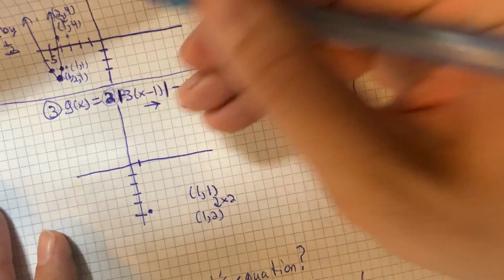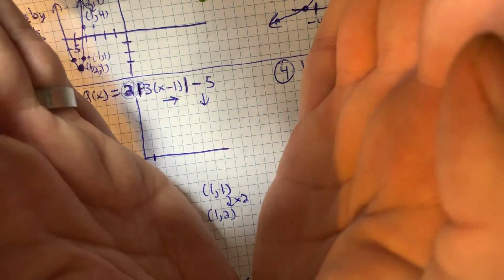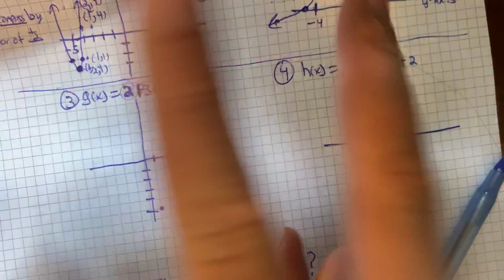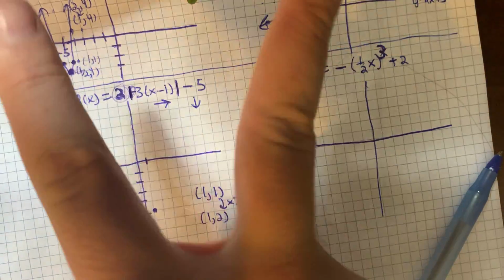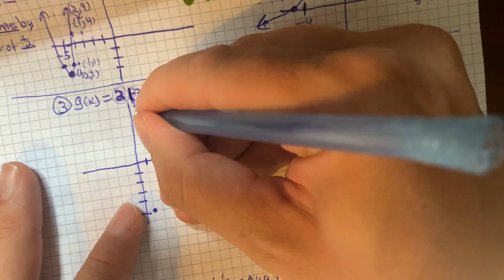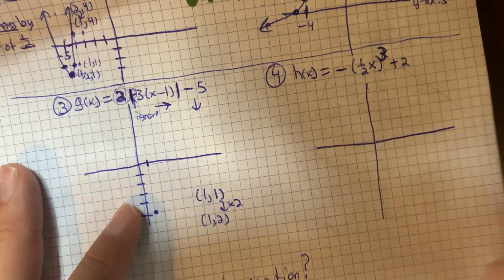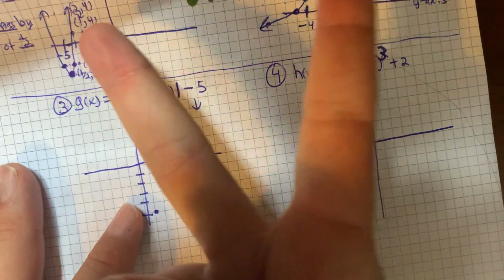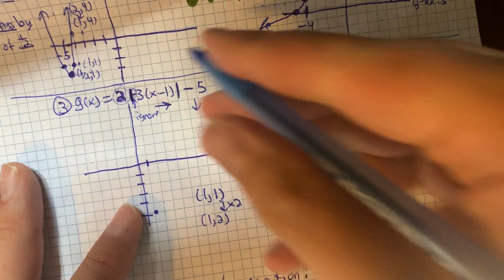That is a horizontal reflection. However, because this is absolute value and absolute value is symmetric, when you do a horizontal reflection, it's still the same. It doesn't do anything. So we can kind of ignore this here because it's in an absolute value function. So when you do a horizontal reflection, it doesn't change anything.